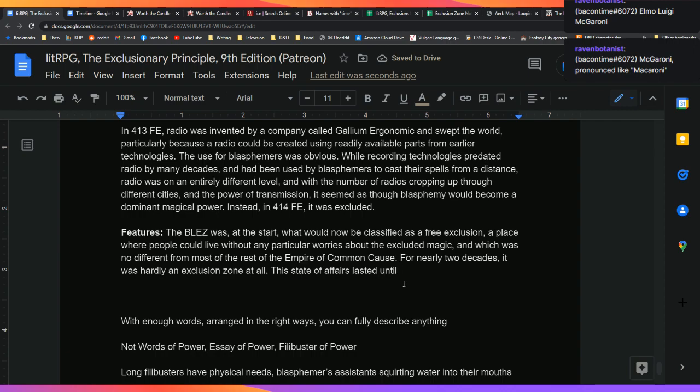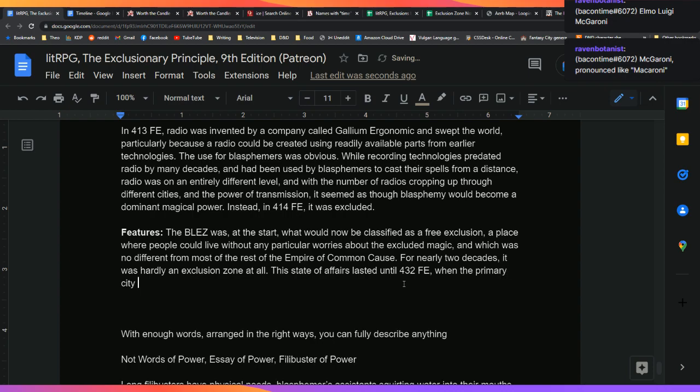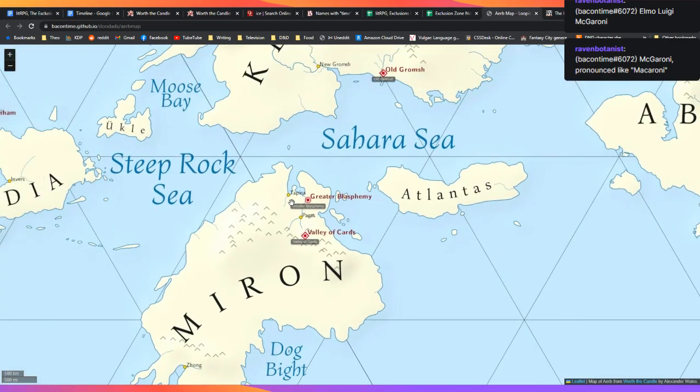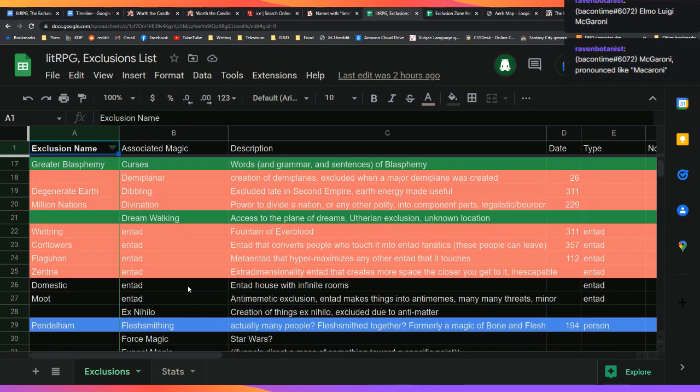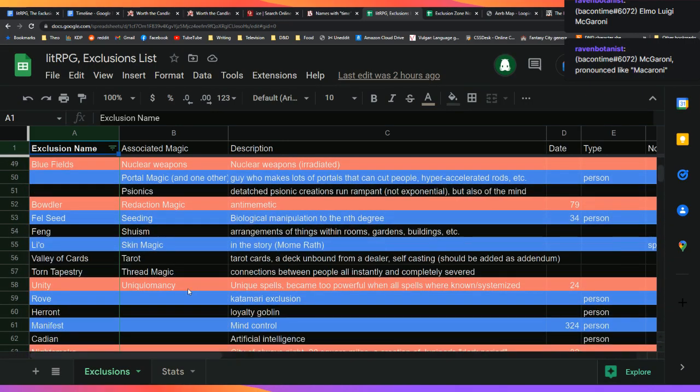We say nearly 2 decades. This would be 432 FE. I don't think it's listed on here. The Valley of Cards. Oh, is this Tarot Magic? It must be. Sorry, I'm getting distracted by the map. Okay. Should be added as addendum. I don't even know what that means.